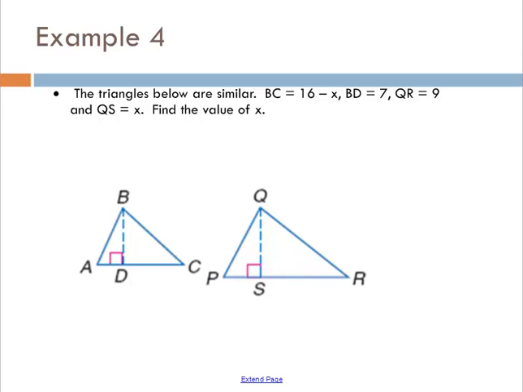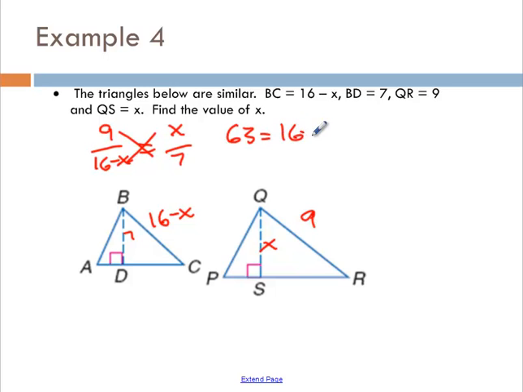Example 4 now. The triangles below are similar. We have another altitude being drawn. BC is 16 minus x. BD, the altitude, is 7. QR is 9. QS is x. So I'm going to set up a proportion. Side over side equals altitude over altitude. When I cross multiply, 63 equals, and I'm going to distribute as I go, 16x minus x squared.